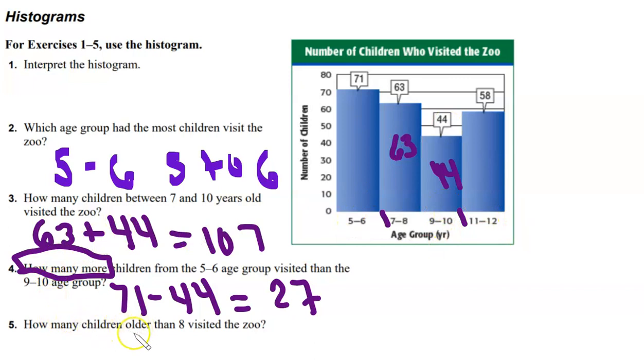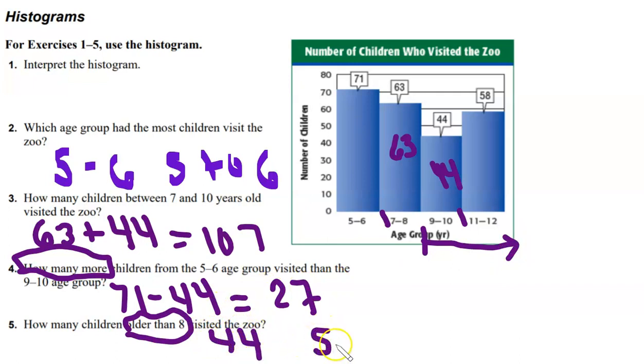How many children older than 8? So those 8s are not going to be included. They have to be older than 8. So we're going to look at the age groups that are older than 8. So that's our 9 and 10s and then our 11 and 12s. So the 9 and 10-year-olds have 44 kids. Then the 11 and 12-year-olds have 58 kids.